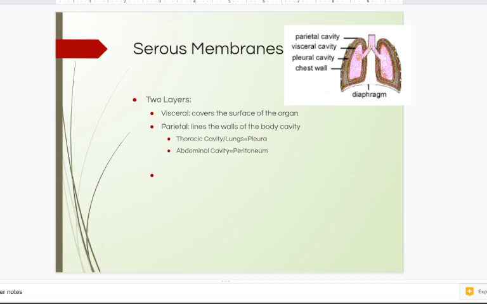So visceral is going to be touching the organ, whereas the parietal layer is going to be the wall of the body cavity, and it is going to be the external most cavity in the body, or in the serous membrane. So two examples of these types of membranes are the thoracic cavity, which has the pleural sac that surrounds the lungs, and the abdominal cavity, which has the peritoneum, which surrounds all of the digestive organs in our abdominal regions.